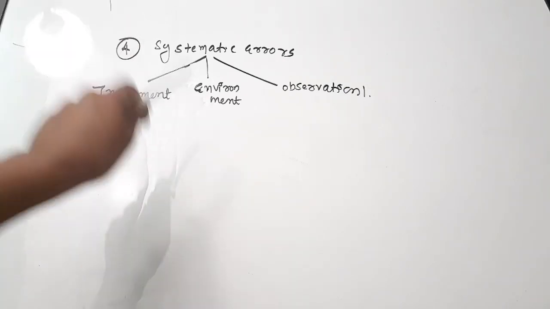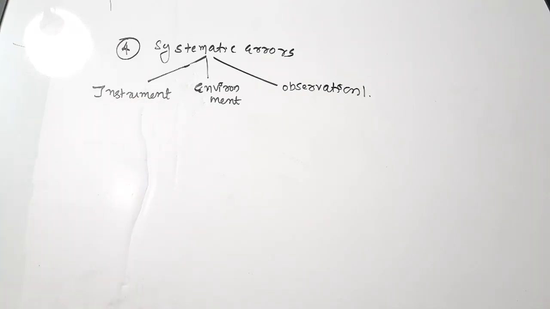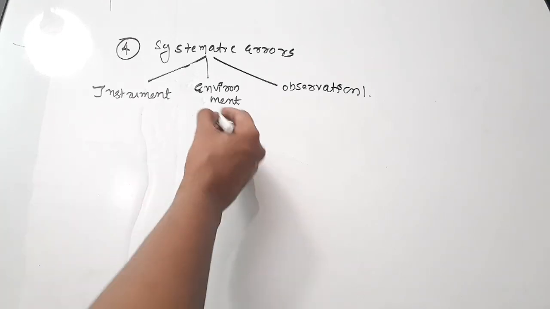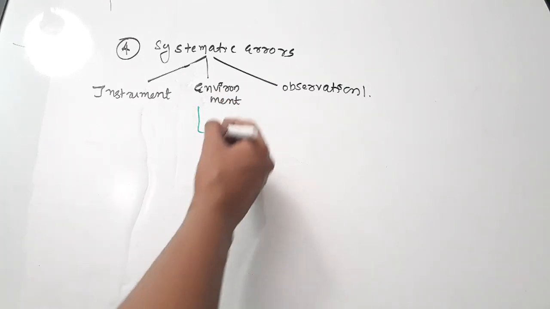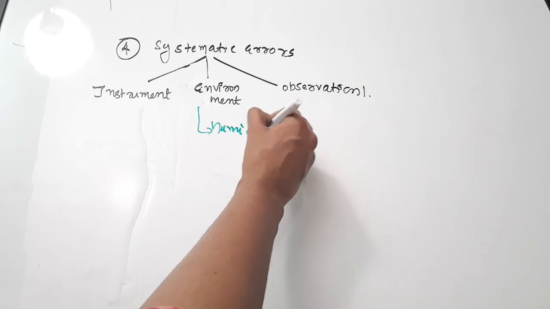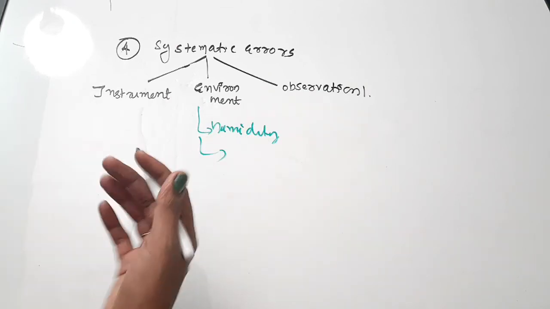Then the second one is environmental error. Consider that we are going to measure pressure in an experiment, but we are conducting the experiment in a place where the pressure is varying continuously. It means our observation result can go wrong. The same applies to humidity and temperature; all these are environmental things.